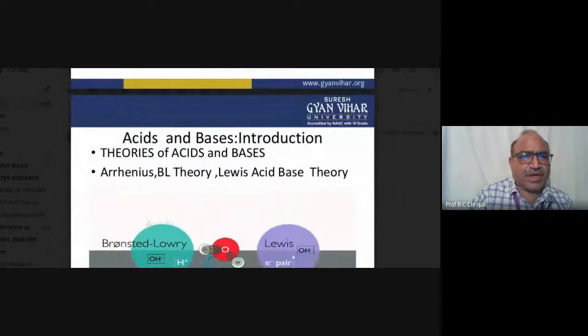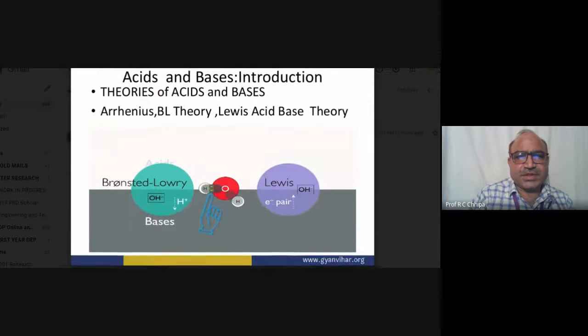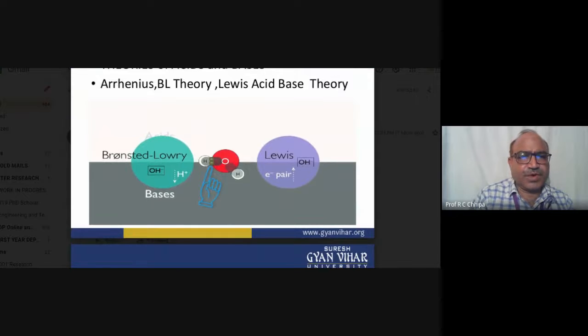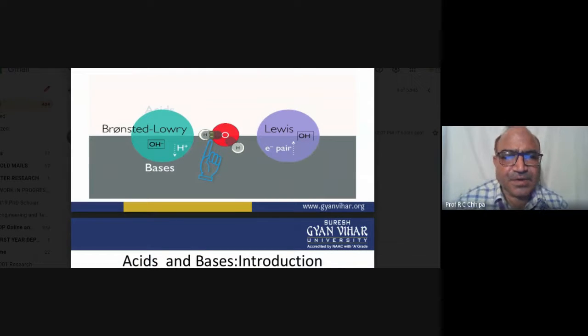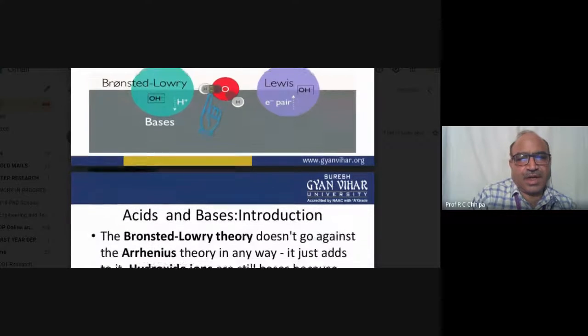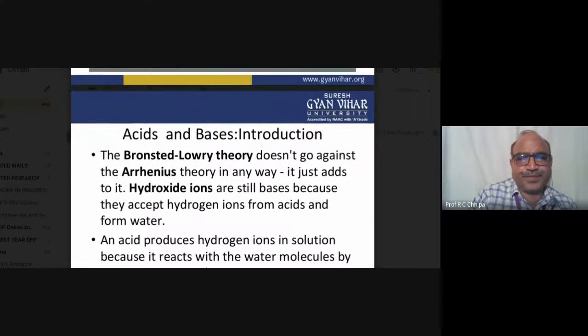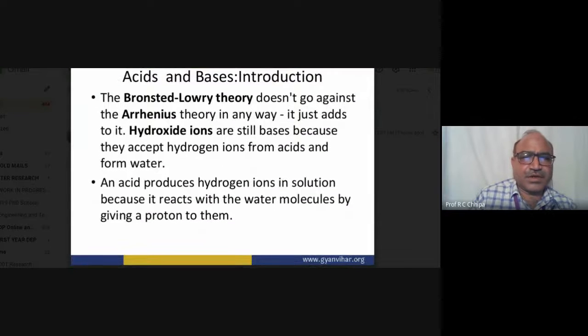Let us continue with the theories, Arrhenius and these different theories. In the Bronsted-Lowry theory it is the H positive, and in the case of Lewis it is the electron pair: electron pair acceptor and electron pair donor. Later on, the Bronsted theory doesn't go against the Arrhenius theory in any way. It just added to it.